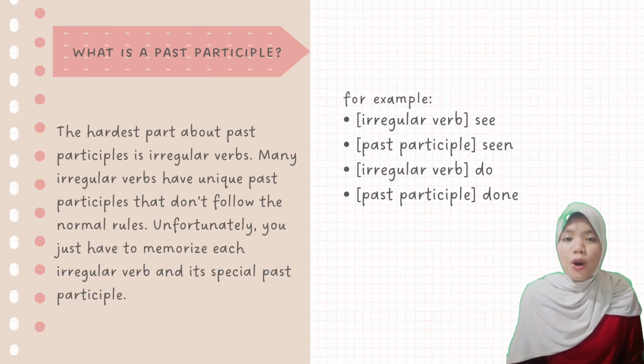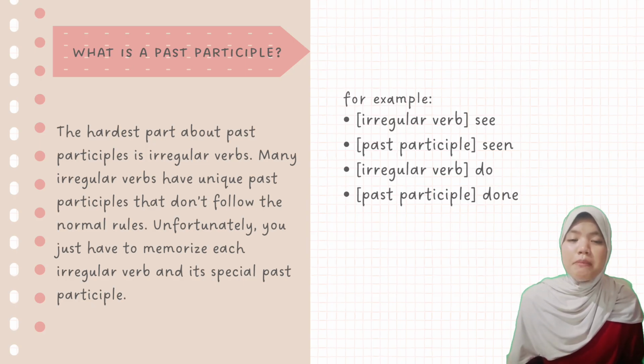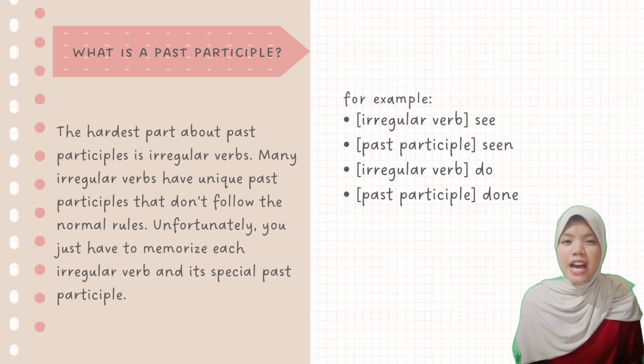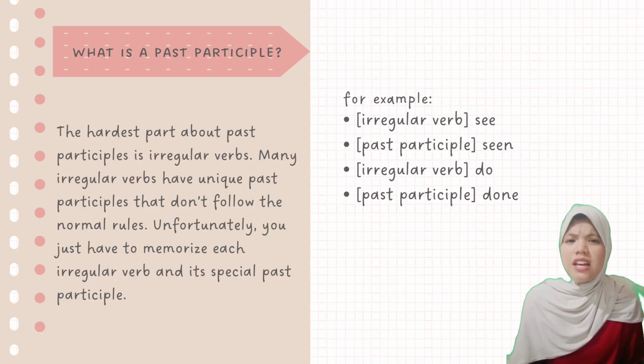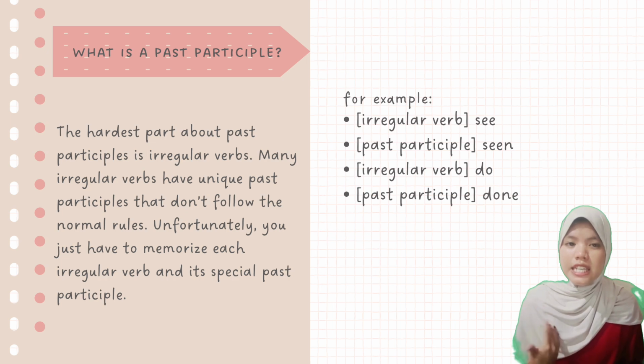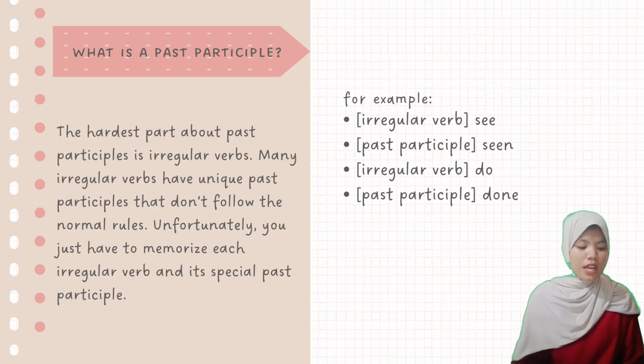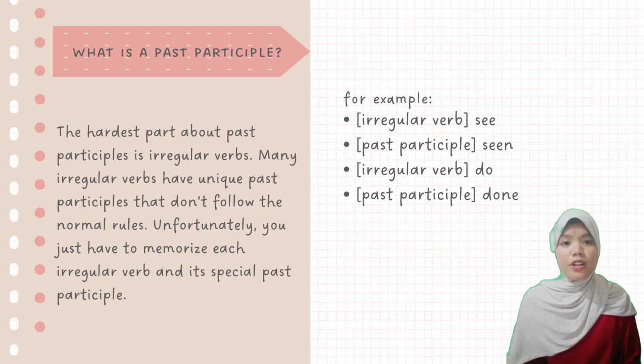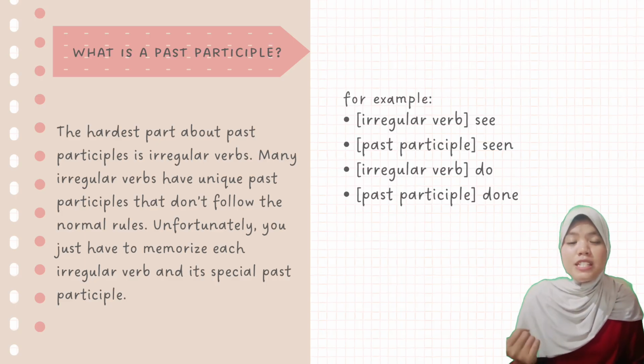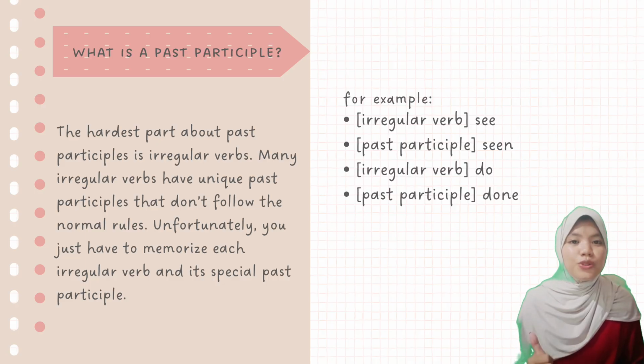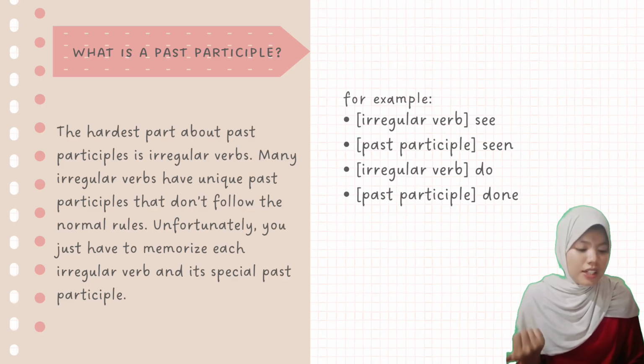The hardest part about past participles is irregular verbs. Many irregular verbs have unique past participles that don't follow the normal rules. Unfortunately, you just have to memorize each irregular verb and its special past participle. For example, irregular verb see and past participle seen, irregular verb do and past participle done.